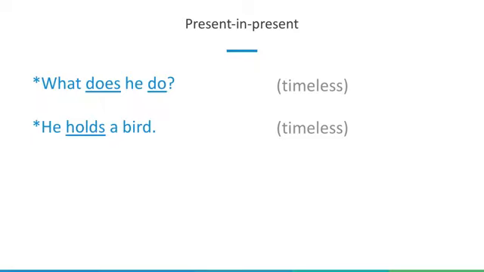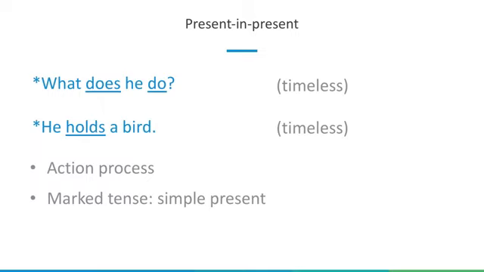Now this is an unusual example. The action process holds is in the simple present tense. It means that someone's job or occupation is to hold a bird. I can't think of a job like this. Can you? So the grammar is not impossible, it's just unusual.